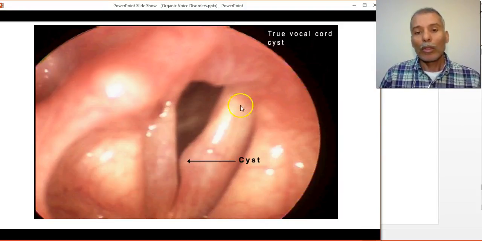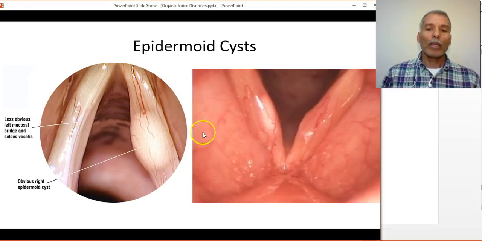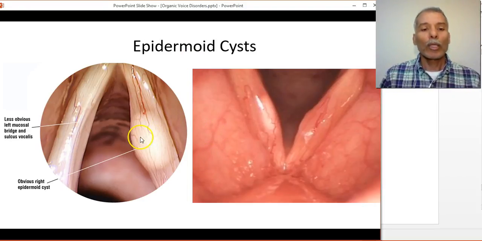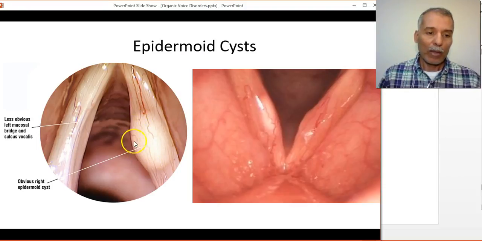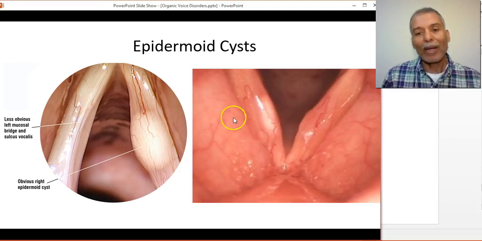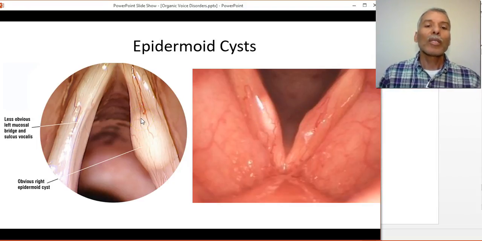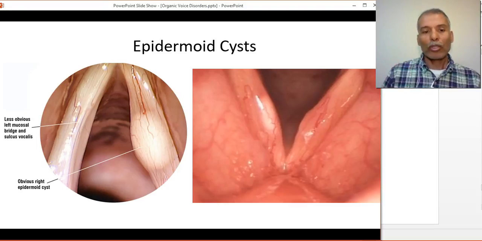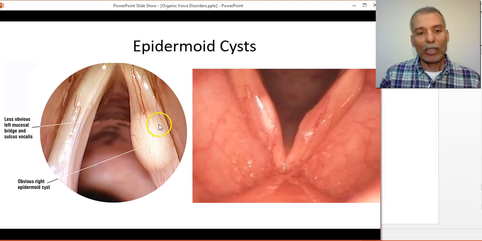So this is also kind of a saccular sometimes, but it's like a sac. Another example of epidermoid is here, where it is not bulging as much, and it's a little bit more in the middle and the center. So it affects the center of the vocal fold. You can see also here and here. So the epidermoid doesn't bulge as much out, and it can be in different locations.